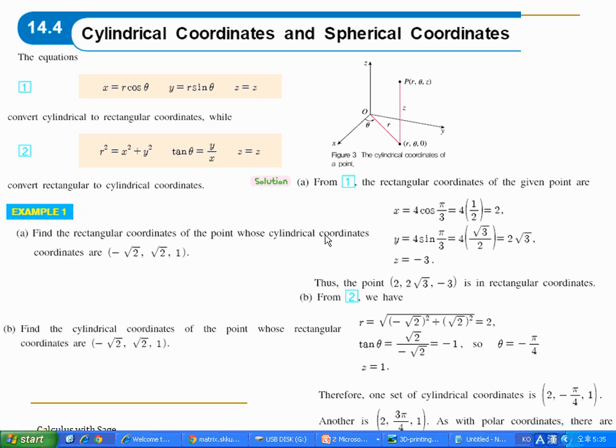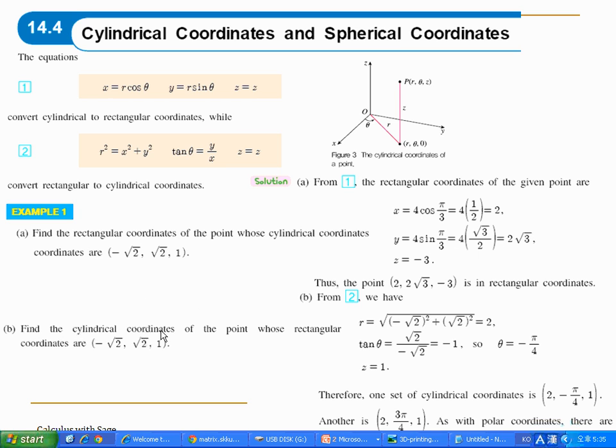When the cylindrical coordinate is 4, pi over 3, and z is equal to minus 3, what is the rectangular coordinate of that point? So x can be found as 2, and y can be found as 4 times sine pi over 3, which is 2 square root 3, and z is minus 3. So the rectangular coordinate of the point whose cylindrical coordinate is 4, pi over 3, minus 3 is 2, root 3, and minus 3.